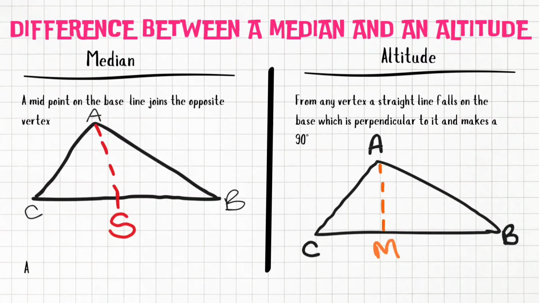Talking about an altitude, let's draw a triangle again. Now here, from any vertex, draw a straight line that falls on the baseline or the opposite side. Now mark this line. Here, AM is your altitude. Altitudes are also known as heights of the triangle.